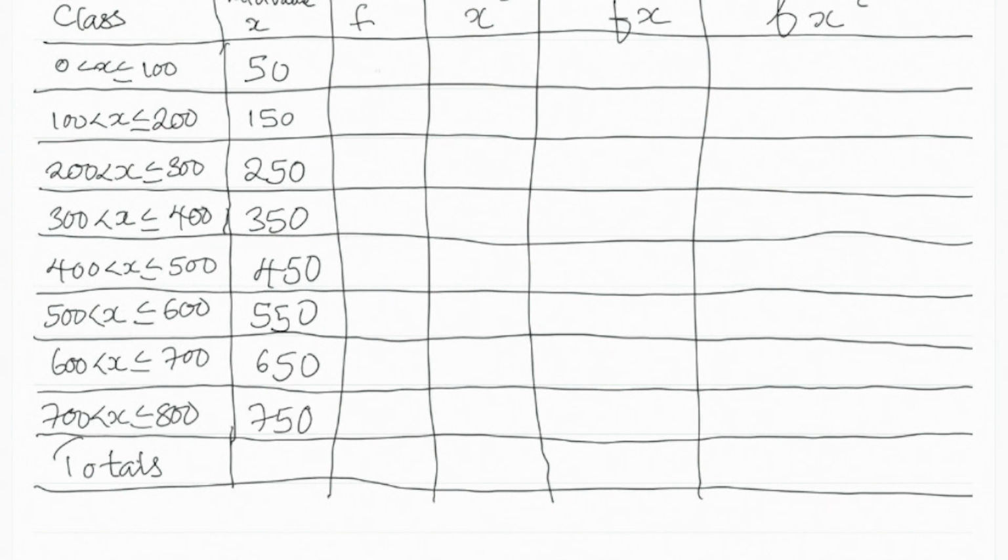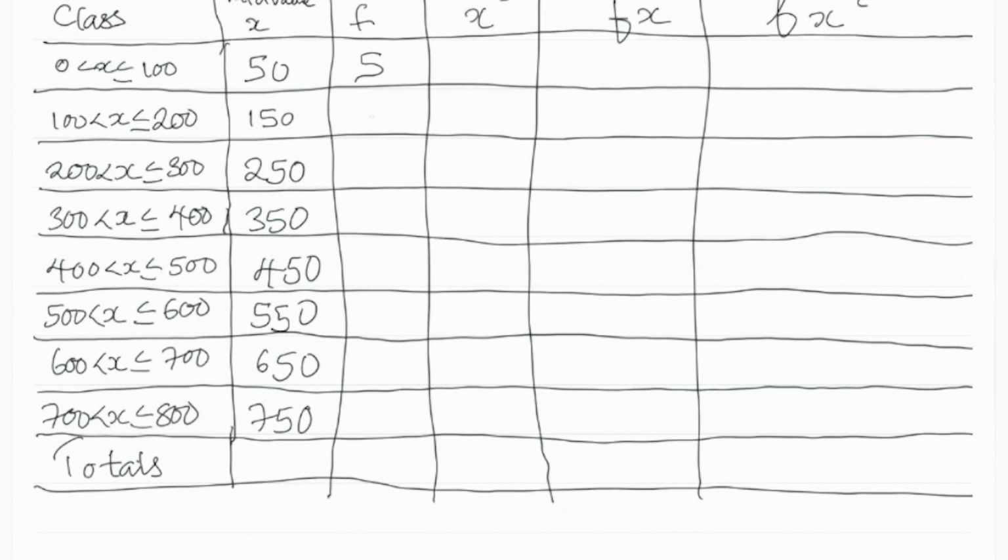The frequency, we simply get back to the table that we've been given. The frequency of the class interval 0 to 100 is 5, then followed by 16. Are you able to follow the table given earlier on?